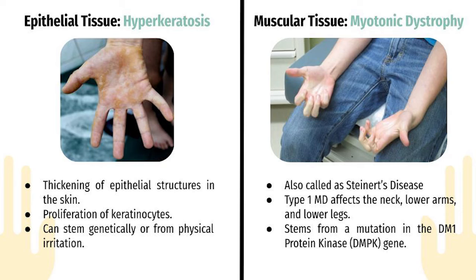On another note, myotonic dystrophy is a muscular disease characterized by muscle wasting and weakness. Myotonic dystrophy type 1, or Steinert's disease, affects the neck, lower arms, and lower legs. Steinert's disease stems from a mutation in the myotonic dystrophy protein kinase gene.